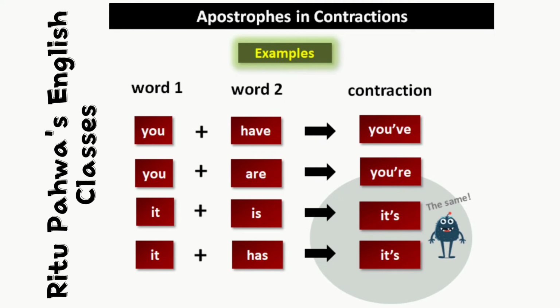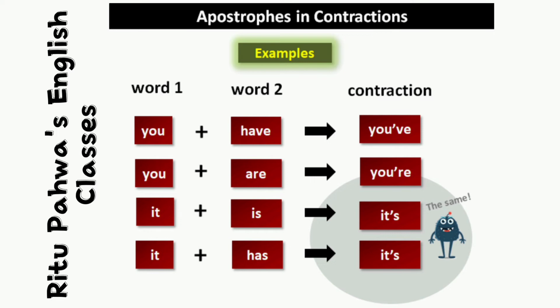Next example, you have, you plus have, and the contraction form would be YOU apostrophe VE, you have. Next is you are and the contraction form of you are is YOU and instead of A use apostrophe, and the word would be you're. Next example is it is. It is, its shortened contraction form is IT and then apostrophe S के साथ it's. Next is it has. It has के लिए you have to add IT and apostrophe S. It would become it's.